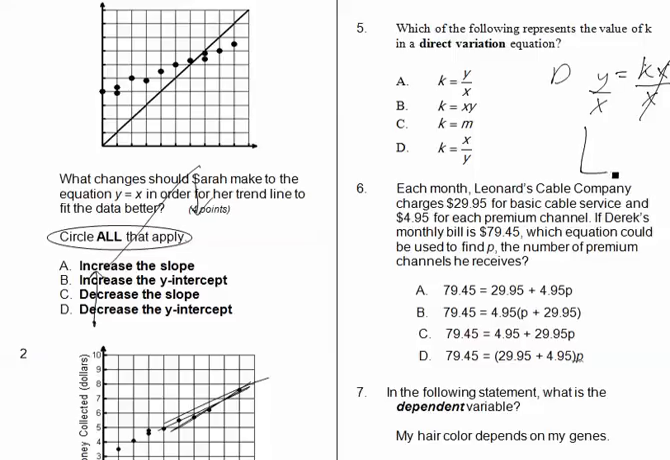And if you remember, if we build a table, 12 and 1, 24 and 2, 3 and 36. But if we divide y divided by x, they're always the same. So that's why, and this would be k here. So y divided by x equals k. So which one of those is that?